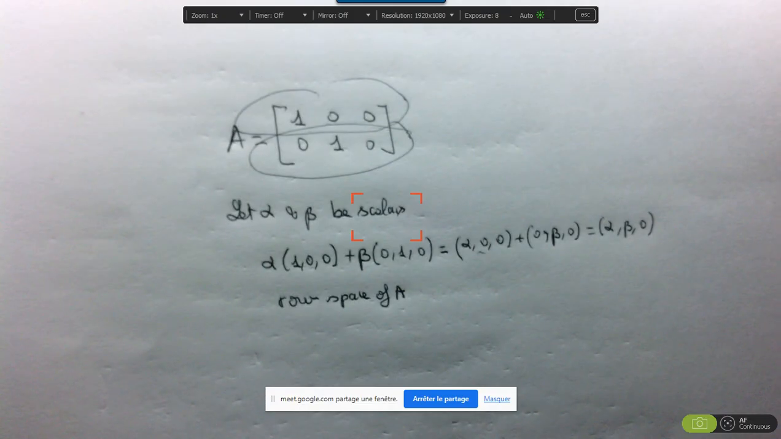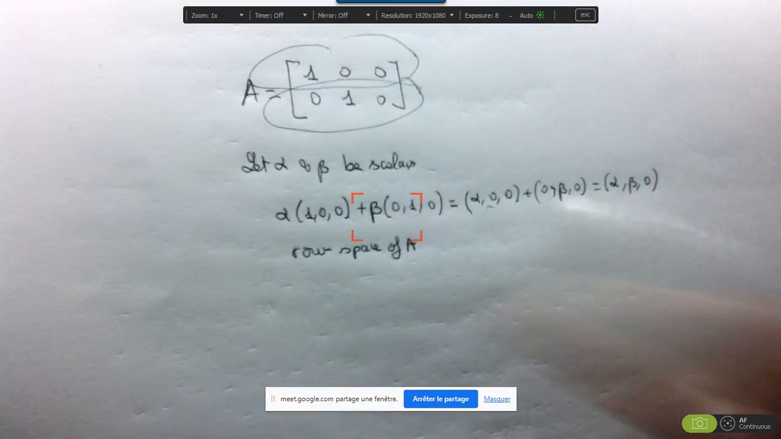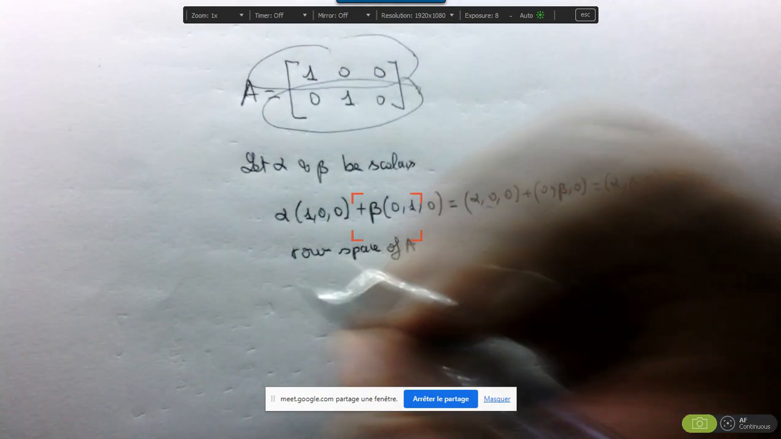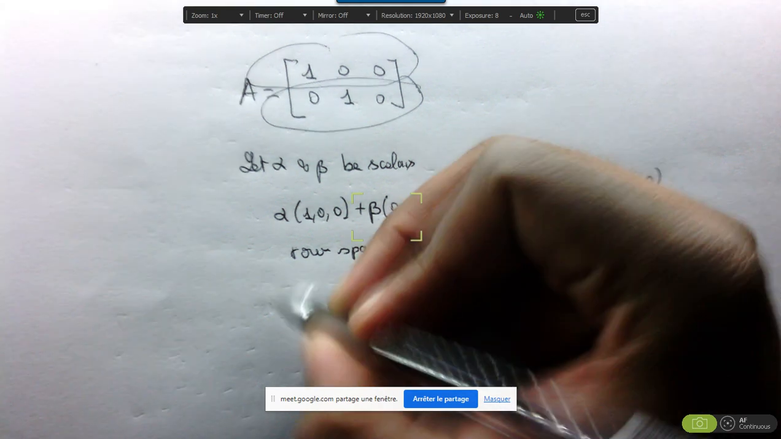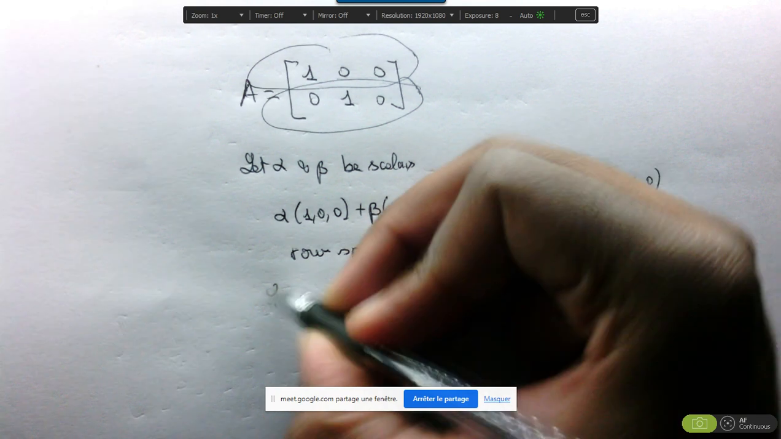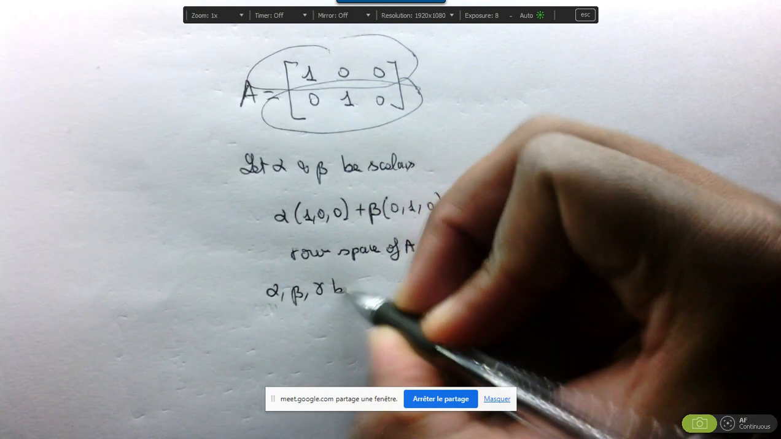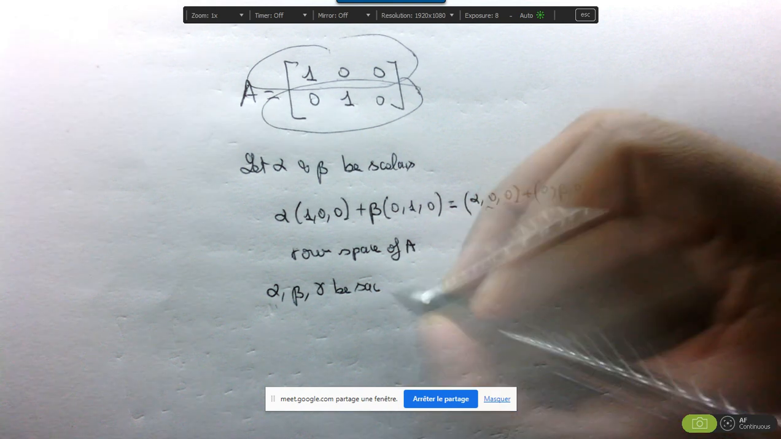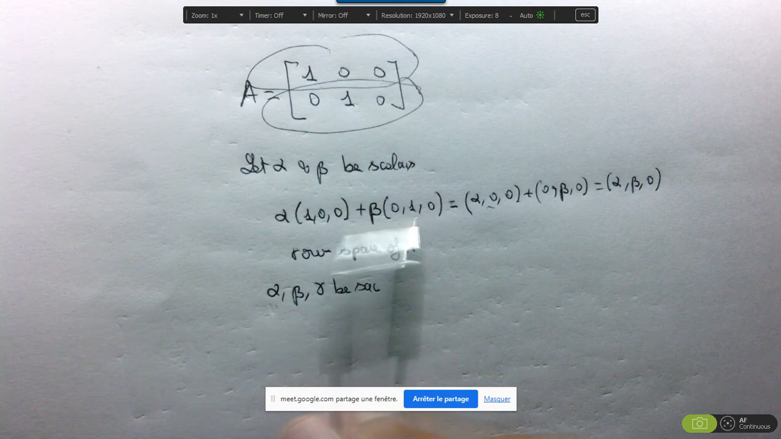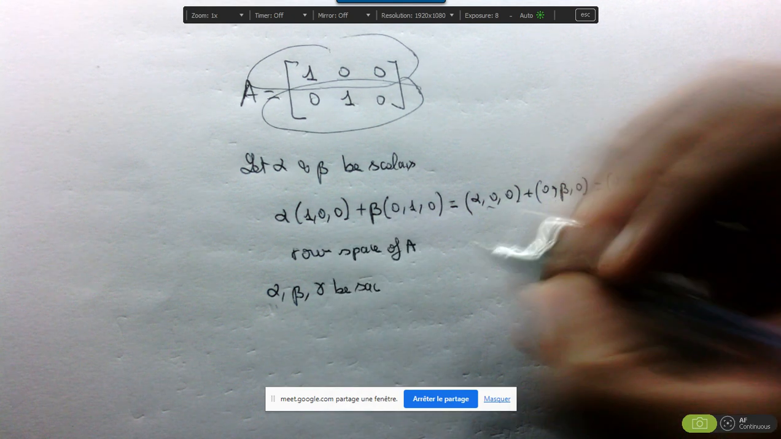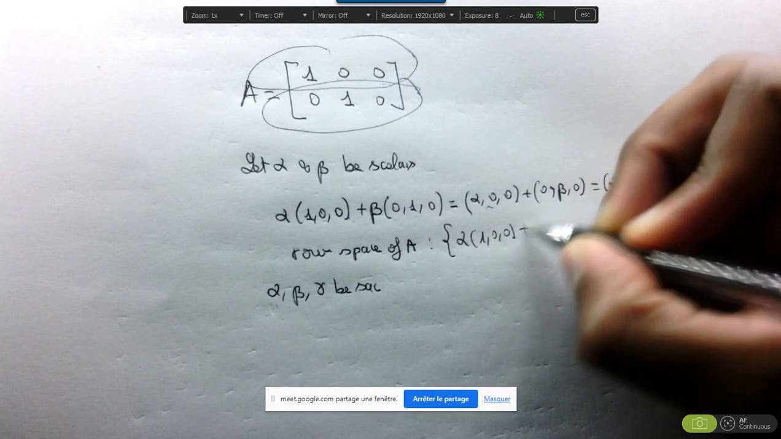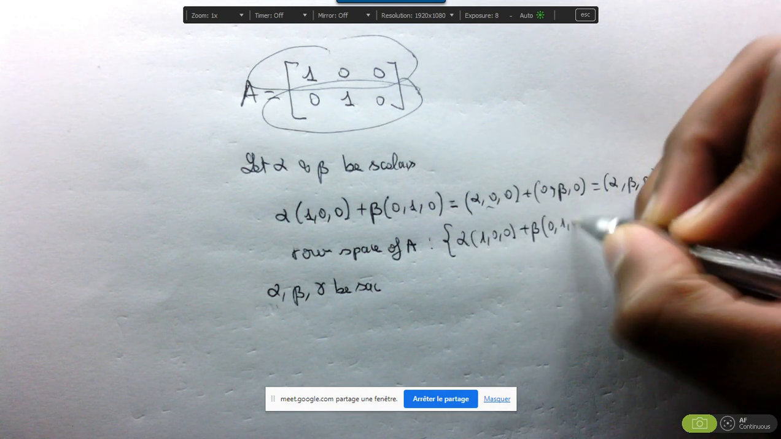And the set of all of the possible linear combinations of the columns of the matrix A is called the column space of A. Suppose that I have the same matrix A here, and I have alpha, beta, and gamma as scalars. By the way, I can even leave that row space like this. I can write something like alpha 1 0 0 plus beta 0 1 0.